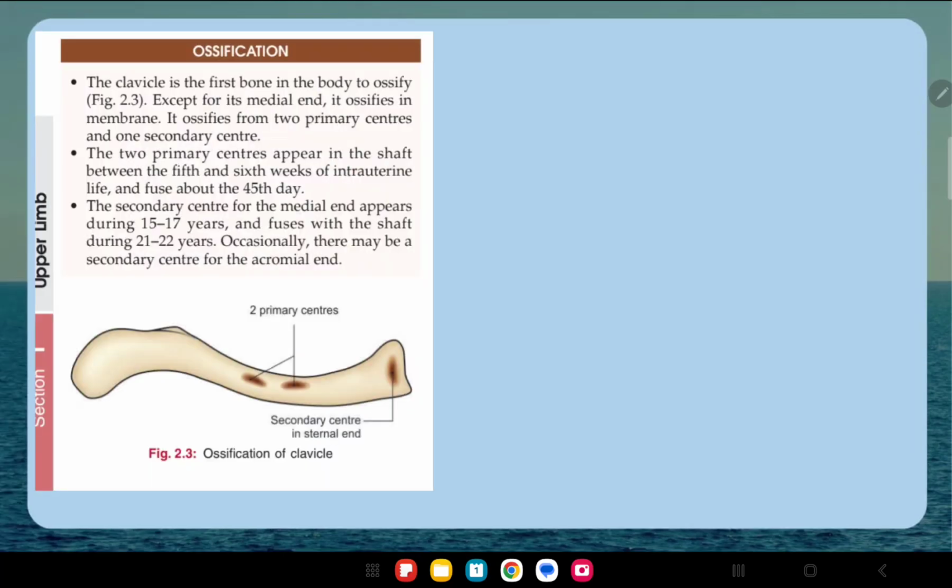Now see ossification. Whenever we say primary ossification center and secondary ossification center, please keep in mind that if this is a bone, the primary ossification center arises here, in the shaft, and the secondary ossification center is always at the epiphysis, like here.